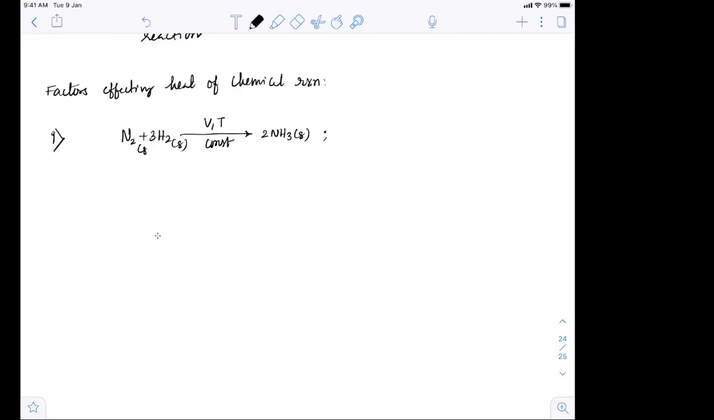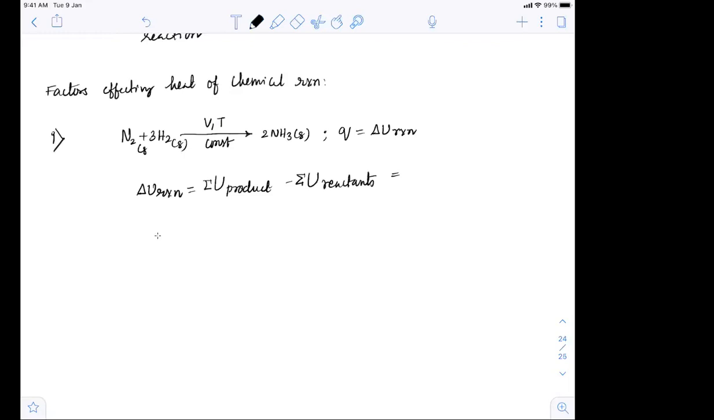Then at constant volume and constant temperature, I can say Q will be equal to delta U of the reaction. Why? Because at constant volume, whatever the heat exchange is, it is always equal to the change in internal energy, because at constant volume there is no work. So Q has to be delta U only. How do we calculate delta U of the reaction? Delta U of the reaction can be calculated as the sum of internal energies of the products minus the sum of all the internal energies of the reactants.